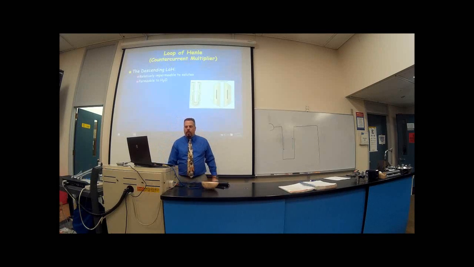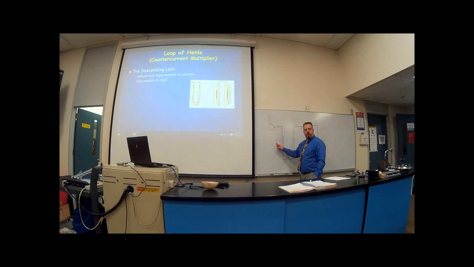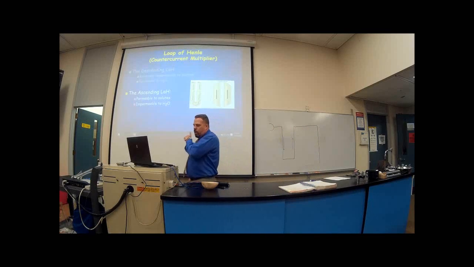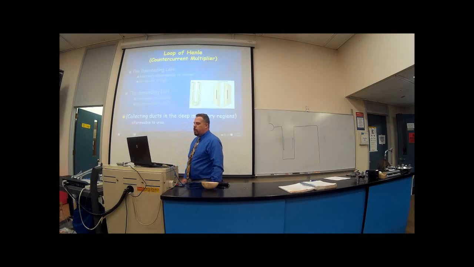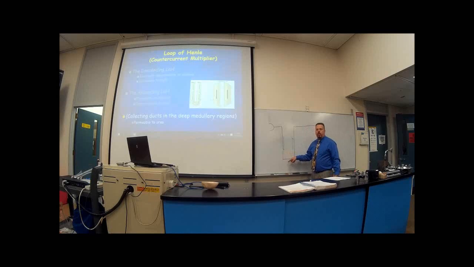The descending limb is going to be permeable to water, so water can come out, but this side it can't. And that's what the ascending is. All right, so it can't do that. So the collecting ducts in the deep medullary regions, down deep over here, are going to be permeable to urea, as I explained to you before.